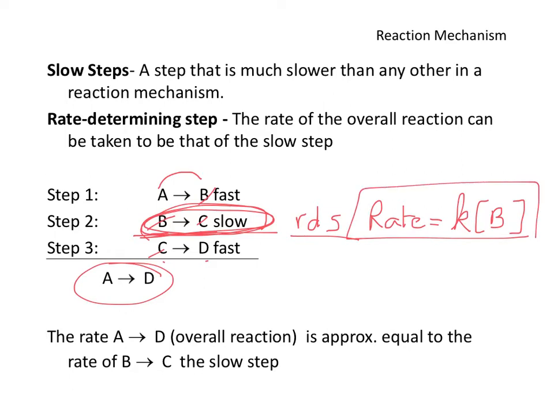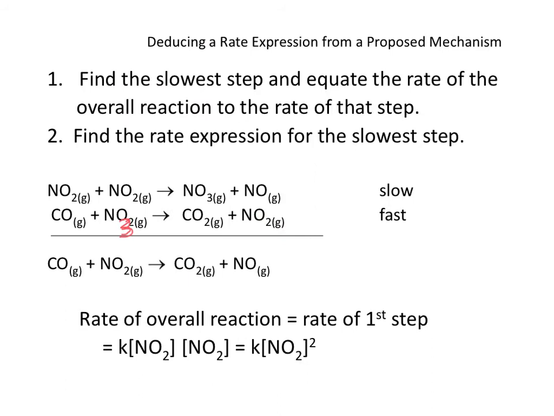And if that is true, then the rate of A to D is going to be approximately equal to the rate of B to C, because everything else is a fast reaction. Rate of the reaction will be dependent on the slowest step possible. So again, if you had to deduce the rate expression from a proposed mechanism, you have to look for the slowest step, write down the rate law, and equate the rate of the overall reaction to the rate of that step.